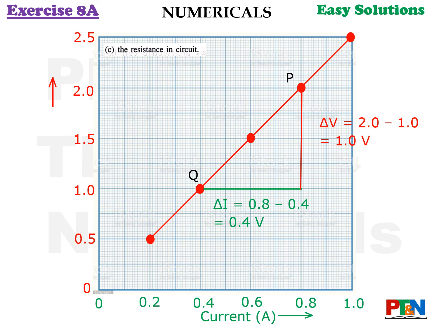Now you need to find the value of the resistance. You know resistance is del V by del I. On the graph you take 2 points P and Q and join them. You get the value of del V. Here it is 2 volt minus 1 volt, that is 1 volt. And del I is 0.8 minus 0.4, that is 0.4 ampere. So the resistance R is equal to del V by del I, that is 1 by 0.4, that is 2.5 ohm.